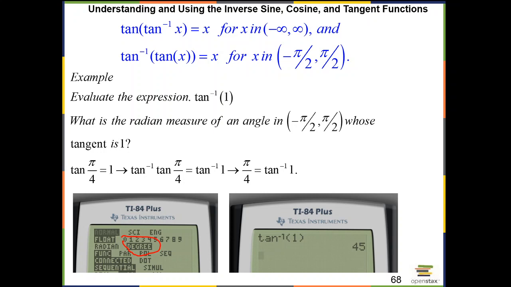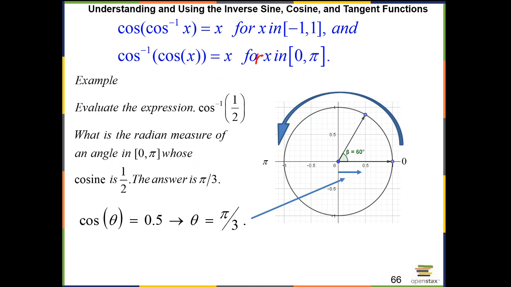All right, and also this idea is true for all of them, right? So tangent of, I think we maybe forgot to do it for cosine. Let me do it for cosine. So cosine of cosine inverse of x is x, only if x is in the domain of the inverse, which is negative 1 to 1.